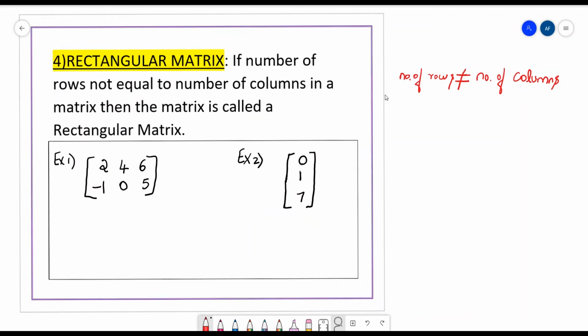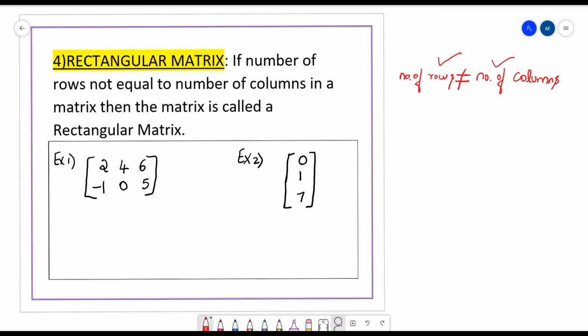Next matrix is rectangular matrix. In this particular matrix, the number of rows is not equal to the number of columns. It is opposite to that of square matrix, where we have the number of rows equal to the number of columns, but in this case the number of rows is not equal to the number of columns. So as you can see the definition, make a note of it.